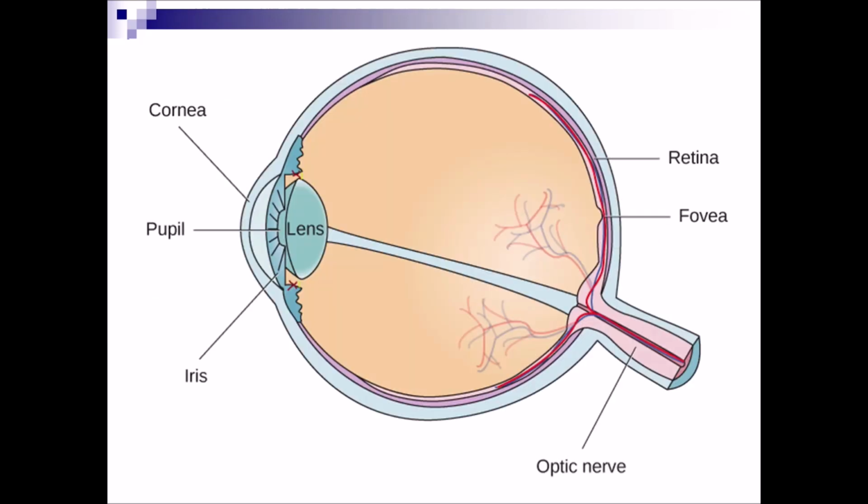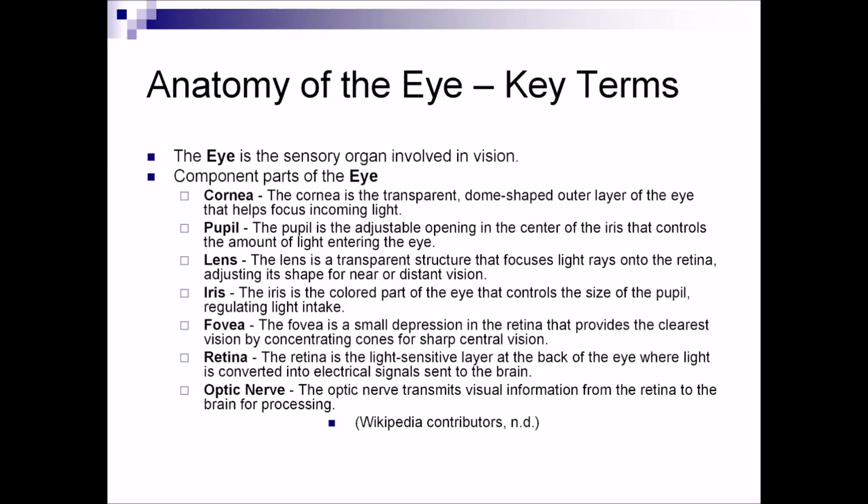Here is an illustration of the various parts of the eye. As you can see in the front of the eye, you have the cornea, pupil, iris, and lens. And towards the back is the retina, the fovea, and the optic nerve. The eye is the primary sensory organ which is involved in vision. The components of the eye will now be listed in detail.